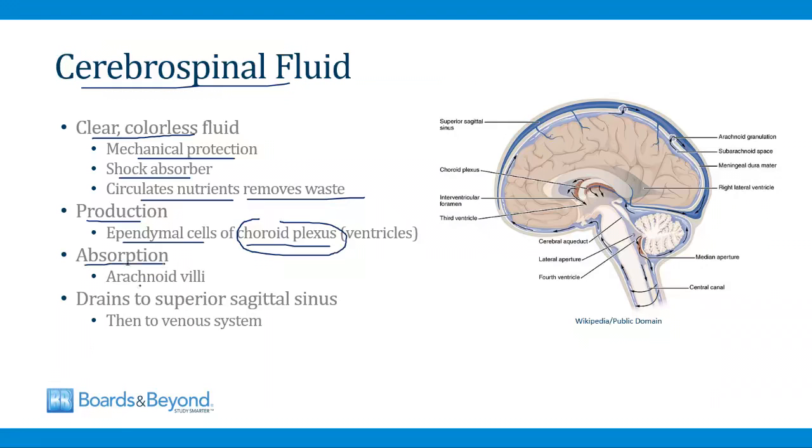CSF is absorbed by the arachnoid villi. So the villi are little finger-like extensions of the arachnoid layer, which is part of the meninges that surround the brain. And these little finger-like extensions, these villi, absorb the CSF, and from there it drains into the superior sagittal sinus, and then it goes on to drain into the venous system.